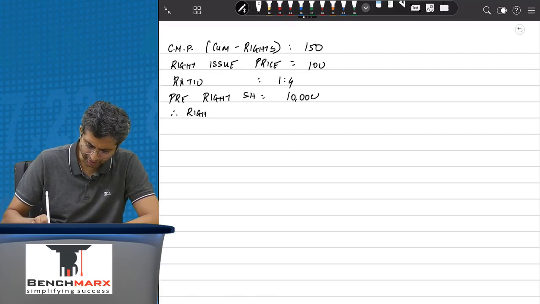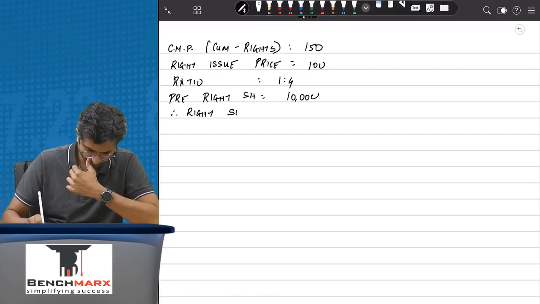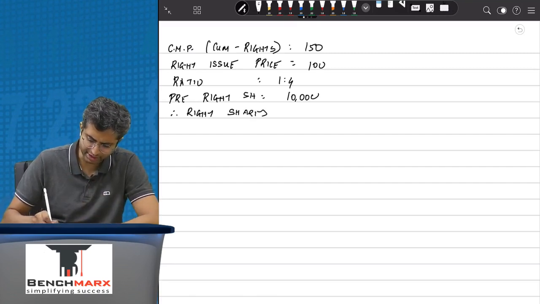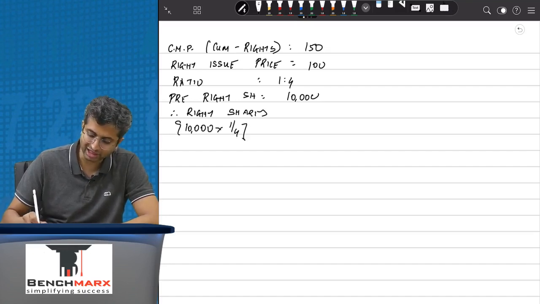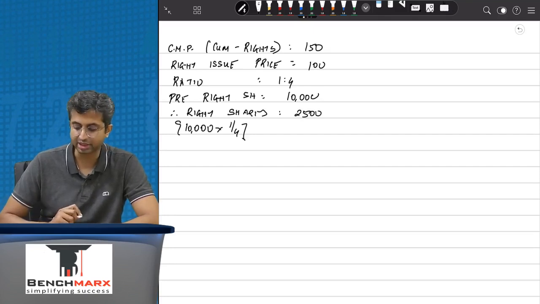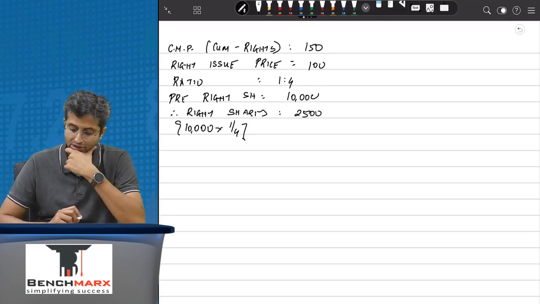Therefore, the company will end up issuing, as a part of the rights issue, 1 for 4 on 10,000 shares, and hence the company will end up issuing, I guess, 2,500 right shares at the rate of 100 rupees.